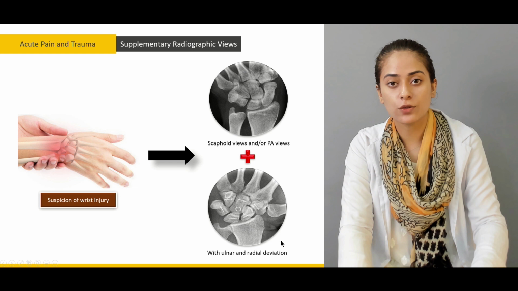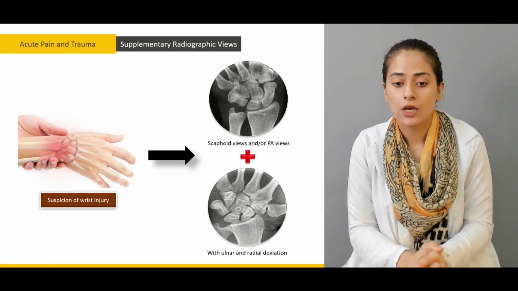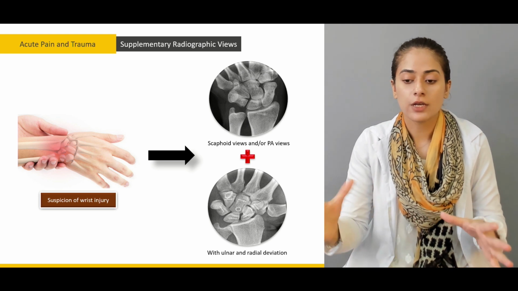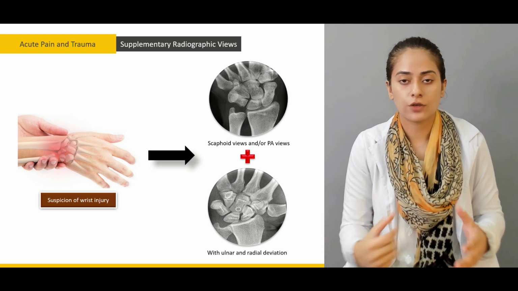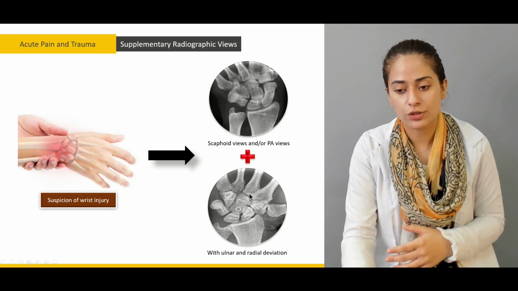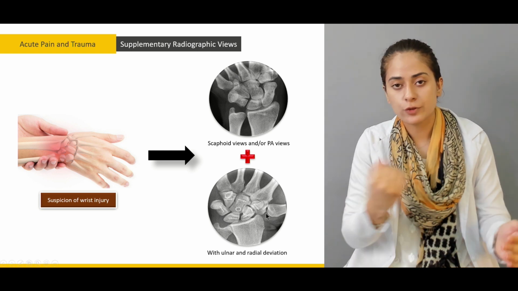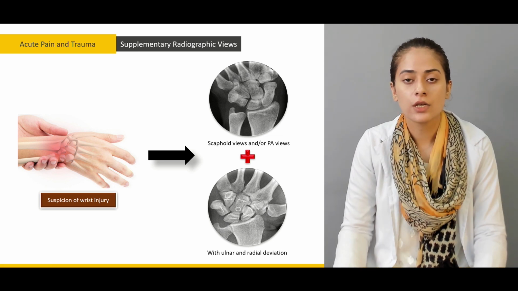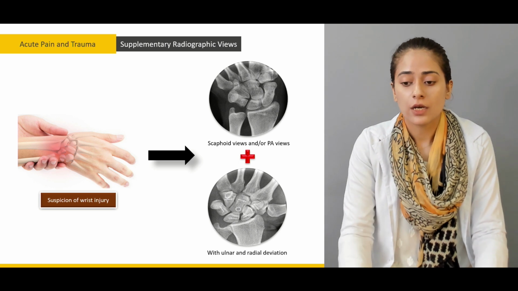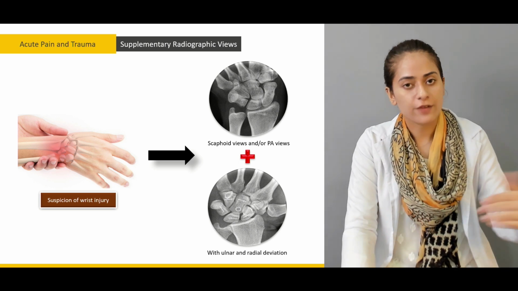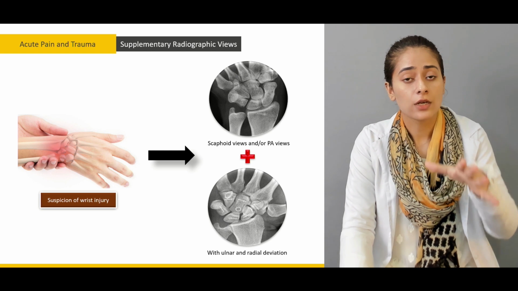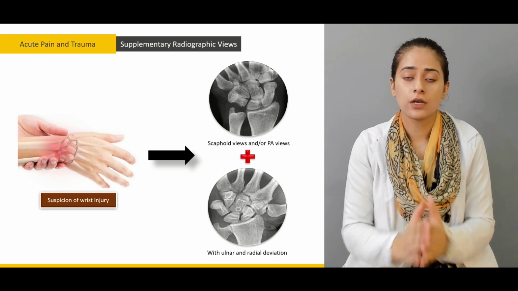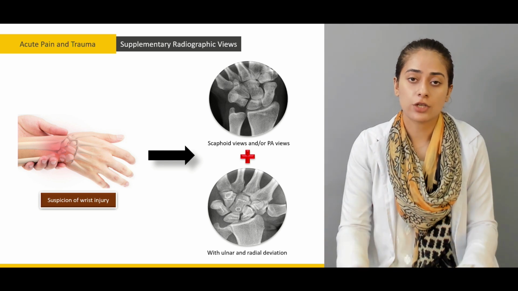So these are all the views and how the carpal bones appear on the radiographs. You can use different mnemonics to remember the sequence of the carpal bones, and it is very important to remember that the upper row moves towards the movement direction, and the lower row moves away from the movement direction when we're talking about lateral and medial deviation. So that is it for the radiological views.